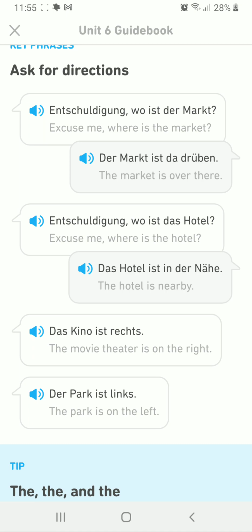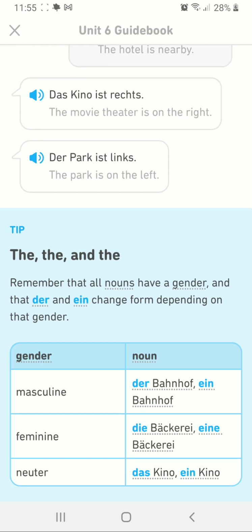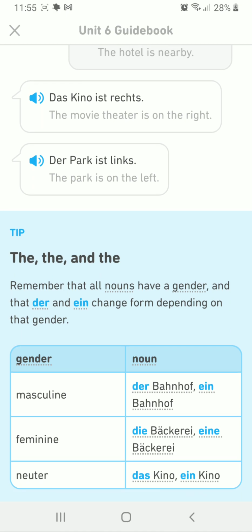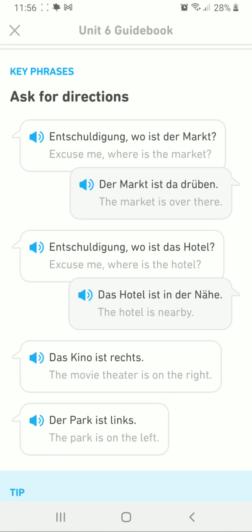And the next sentence is der Park ist links. So the park is on the left. Der Park ist links. So this is completely new, however. Left, links. Wow, that's a strange way to say left. But that's how German speakers say links. And notice there is no preposition here. They just say ist rechts, ist links. So is right, is left. They have their own way of giving directions.